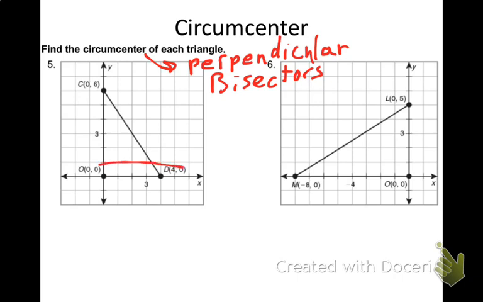On a coordinate plane, if I have a horizontal line, a perpendicular line would be a, anybody? Vertical line. So, for example here, there would be a perpendicular bisector to that line right there. In a coordinate plane, that all makes sense, right? If it's horizontal, perpendicular is vertical. That makes sense, right?